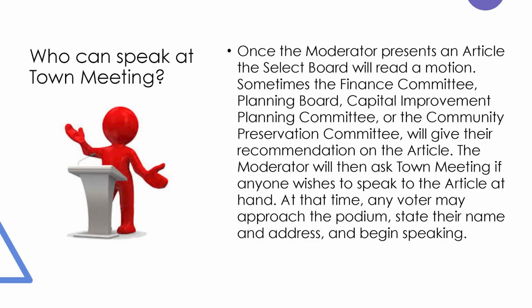So once I present an article, the select board will then read the motion on the article. So if I say, Article 1, approve the annual operating budget of such and such, then Charlie Holden or whoever is next on there will come and say the Board of Selectmen moves to approve this article, and they'll read a much more in-depth article on that. They'll give the recommendation, and then I will ask town meeting if anybody wishes to speak on the article. So that's when you guys get to rise and shine. You can get up, approach the mic, the podium, state your name, your address, and then begin speaking. And that's how democracy happens.